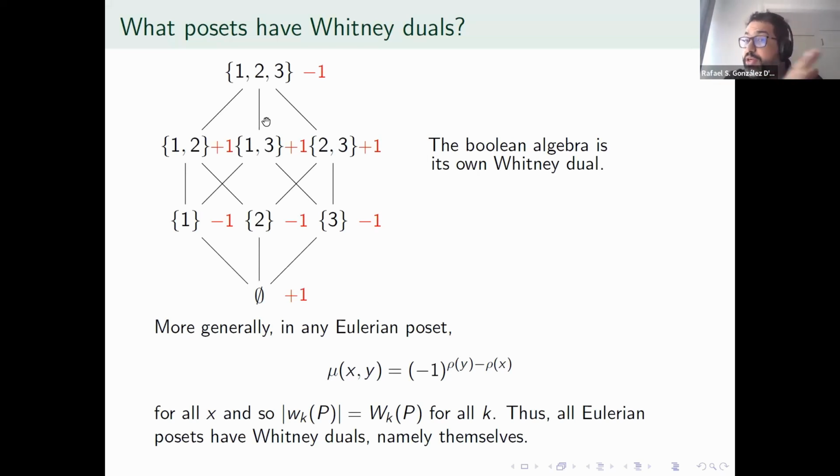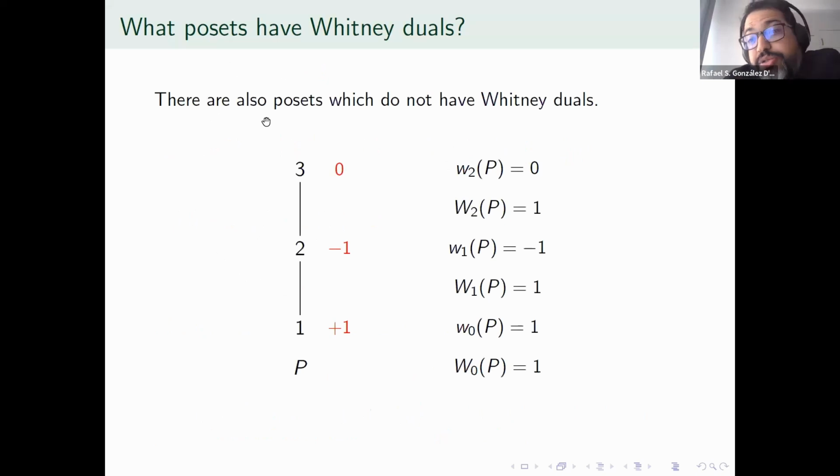So it's more interesting, the example in the poset of partitions, because the numbers are not all ones. But this is not a trivial property. There are other very common posets, like a chain, that stop having Whitney duals. In particular, if you have a chain with 3 elements, now you start having zeros.